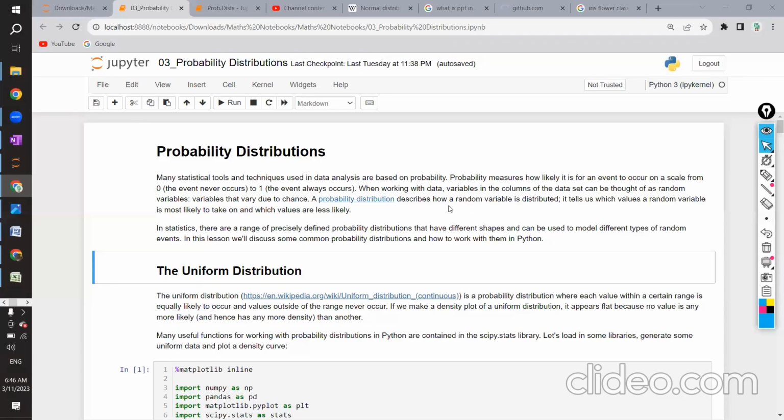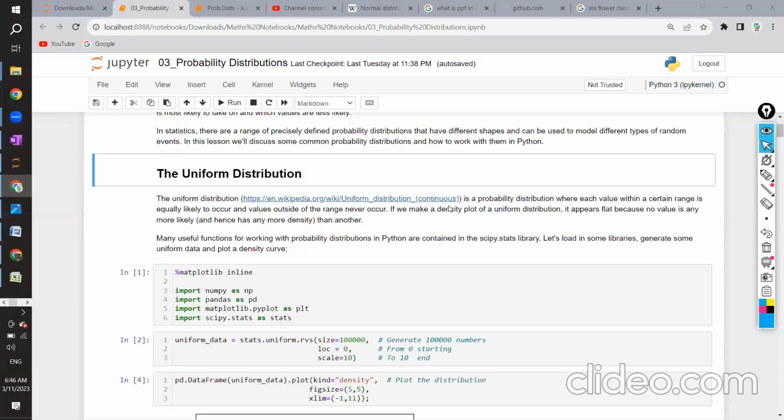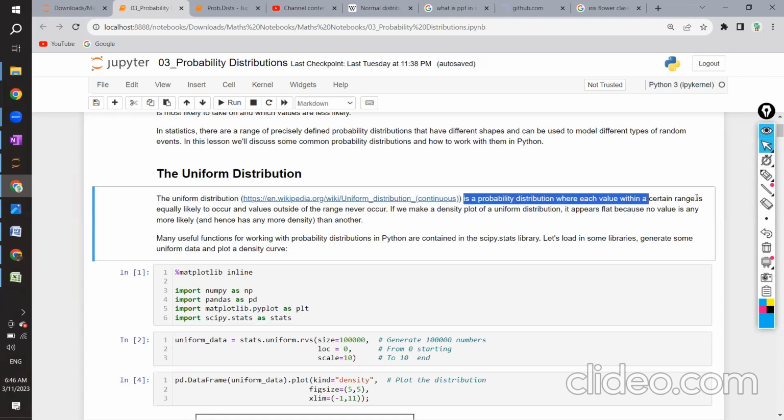Okay, fine. So now the first distribution we are going to see will be the uniform distribution. The word uniform will also tell you that the distribution is the same, or uniform. The uniform distribution is a probability distribution where each value within a certain range is equally likely to occur, and values outside the range never occur. We might make a density plot of a uniform distribution. It appears flat because no value is any more likely or dense than the other.